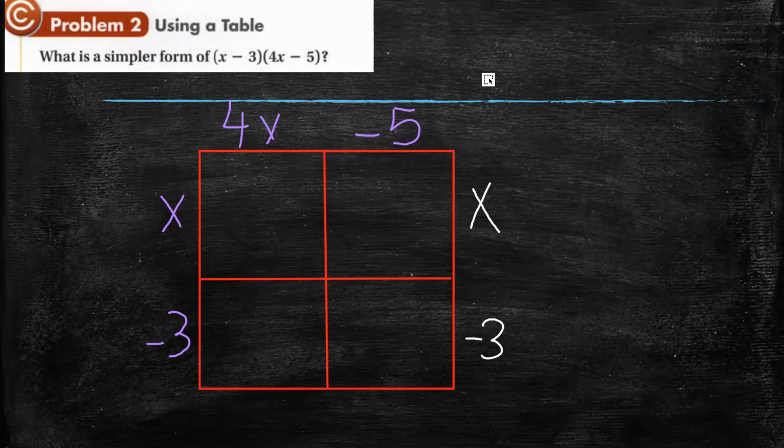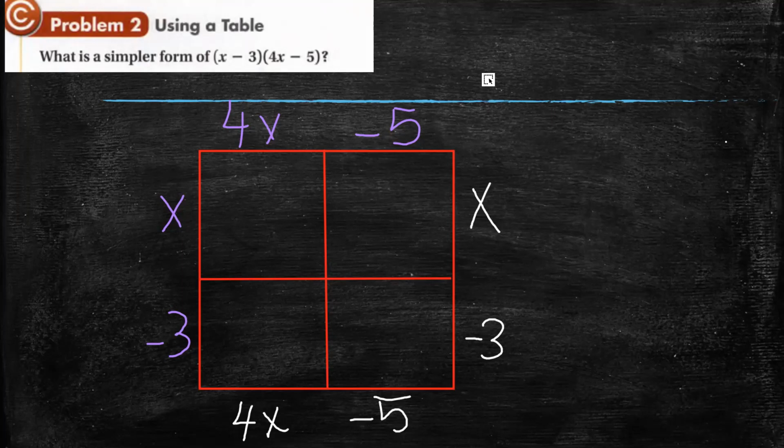Then we only repeat the x and the 3 in both the rows and in the columns too. If I wrote 4x up, I have to write 4x down. And if I wrote -5 up, I have to write -5 down. Okay now? Yeah.